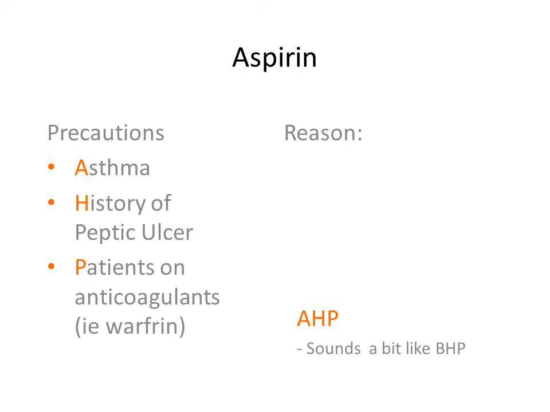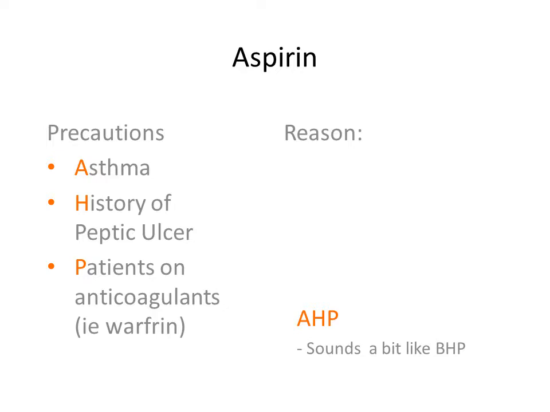Now, history of a peptic ulcer is purely there for you to work out whether the ulcer is active or not. So if people have actively bleeding peptic ulcers, aspirin is contraindicated. If they only have a history of it, but they don't currently have an active one, you can still give it. It's only a precaution. And the reason the precautions are there is just so you make sure you ask enough questions to make sure that aspirin isn't actually contraindicated for them.